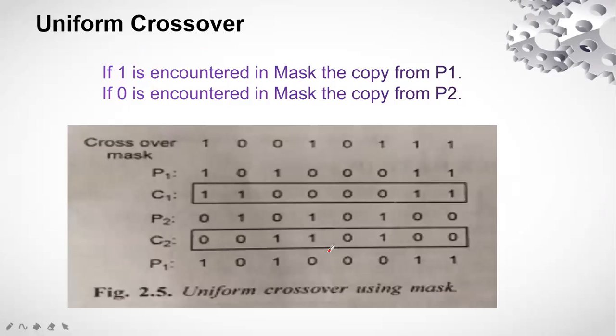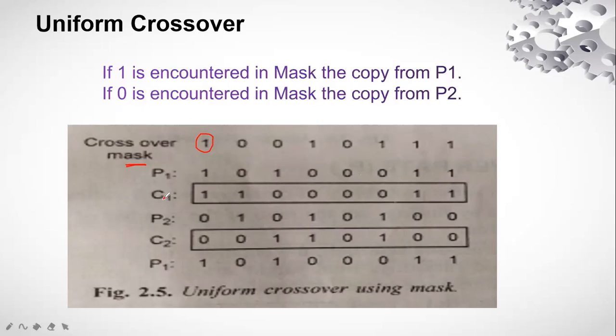Now, the fourth one is uniform crossover. In this we are going to get a crossover mask. When we have a crossover mask, whenever we encounter 1 in the crossover mask, I'll copy the bit of parent 1, and if I encounter 0 in the mask, I'll copy the bit from parent 2. So this is parent 1, and parent 2 is this one.